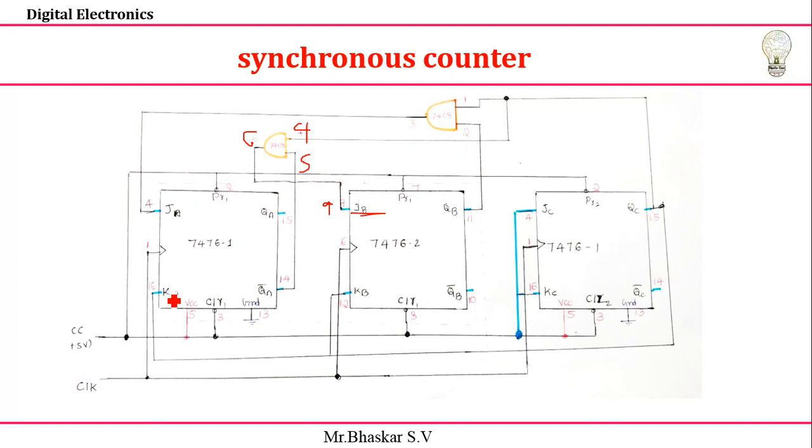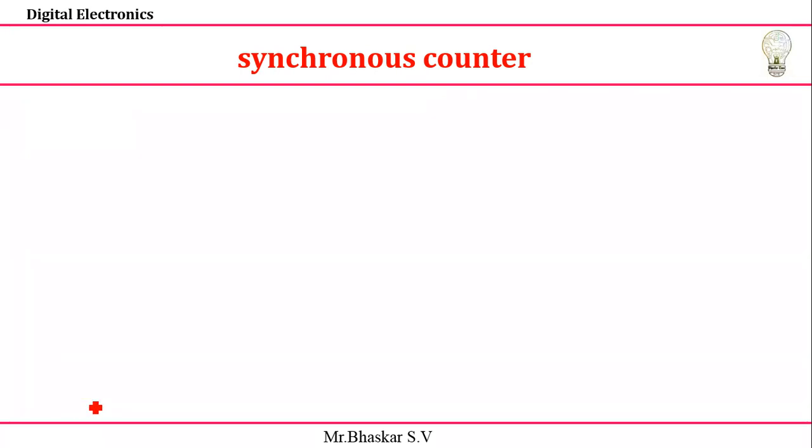And one more thing, KA and KB are connected to QC. That is, KA, QB, KB are QCs, what we are getting. And second, JC and KC we are getting logic 1. That's why I'm going to connect this to VCC. So this value we are going to connect to the VCC. And common clock, pins 1, 6 and 1 you can connect to the common clock. So this is about the circuit.